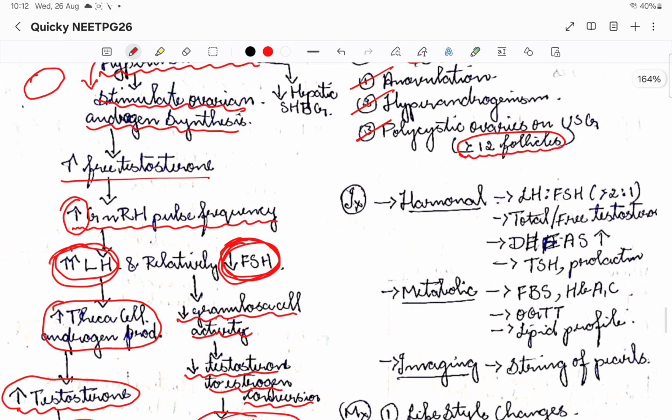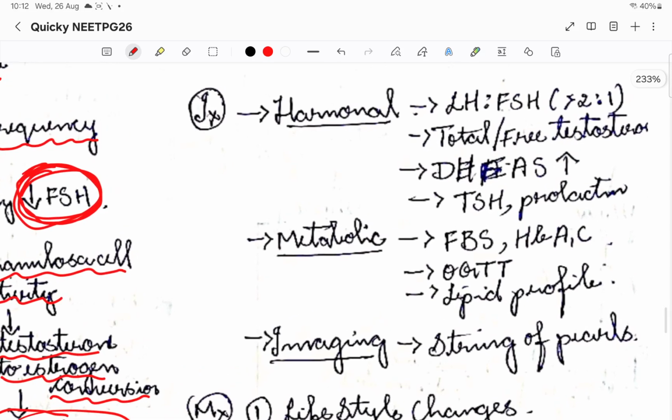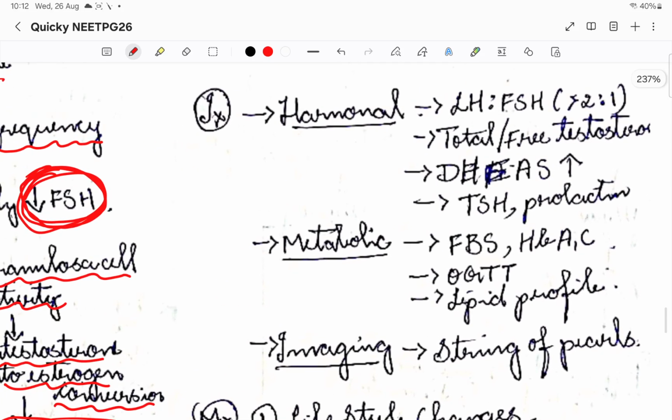So how are we going to manage this? The first investigations we are going to do are hormonal investigations, metabolic investigations, and imaging. Hormonal is basically the LH and FSH ratio. It was supposed to be FSH more than LH, right? But here, as I told you, LH is higher than FSH, more than 2:1. So this is the hormonal imbalance that is happening.